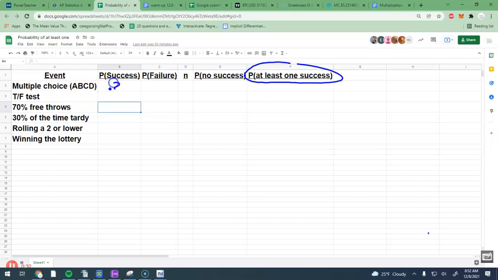0.25. So what's the probability you get it wrong? What's the probability you fail? 0.75. Let's say it's a 5-question test. And so the question we're trying to answer is, what's the probability you get at least one question correct?